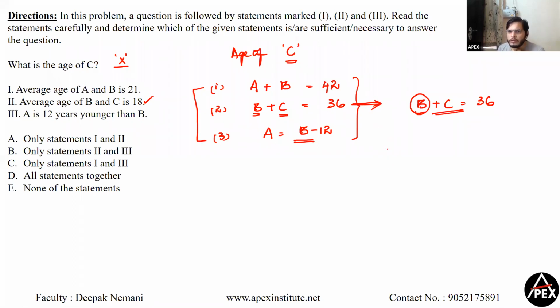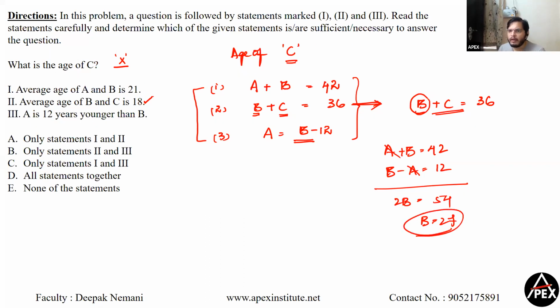So we have A plus B is equal to 42 and B minus A is equal to 12. Can we find the value of B? Yes, we have two equations and two variables, isn't it? We can find the value of B. Simple, add them: 2B is equal to 54, so B is equal to 27. We have the value of B here. Substitute here and you will get the age of C.